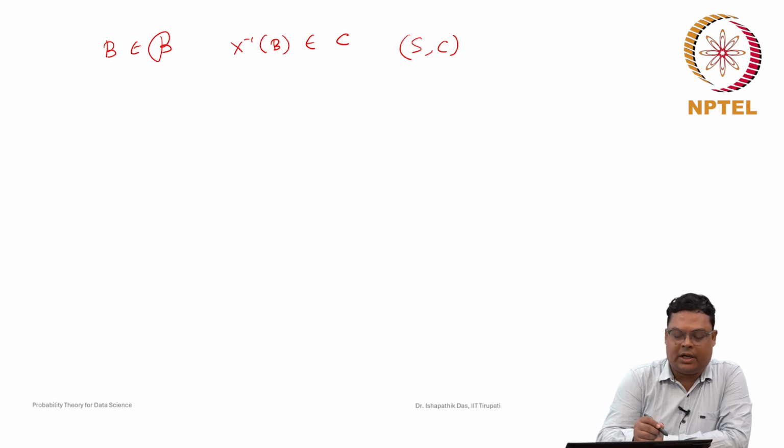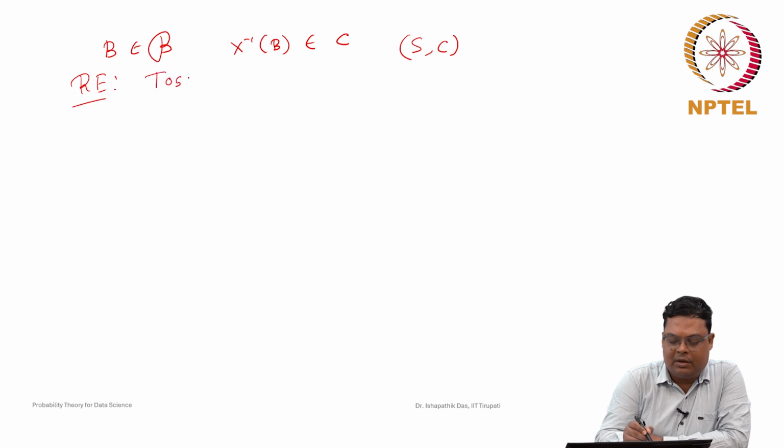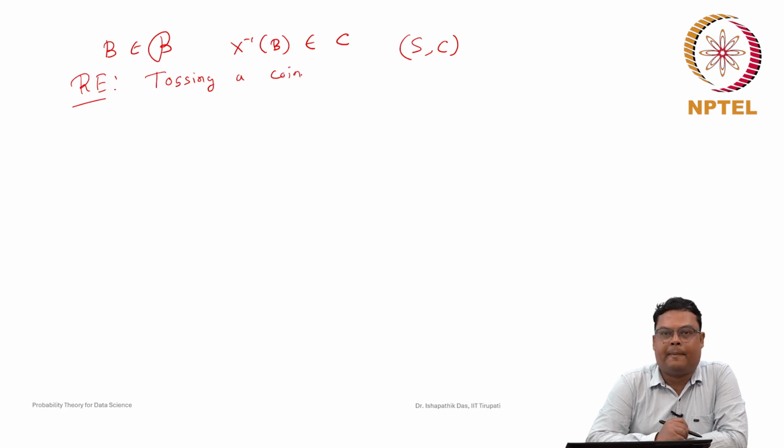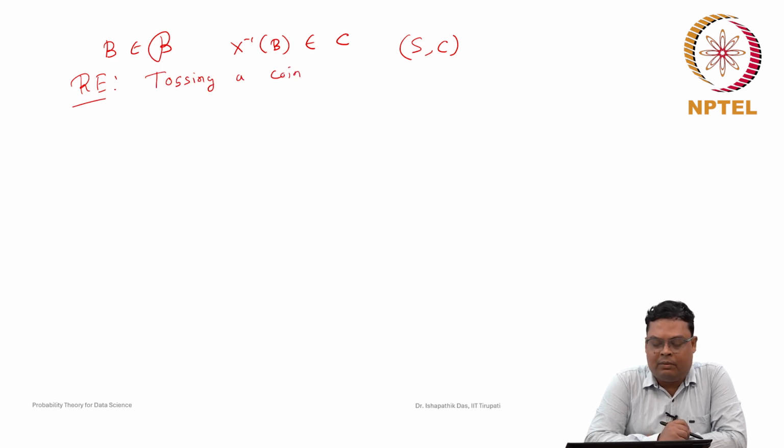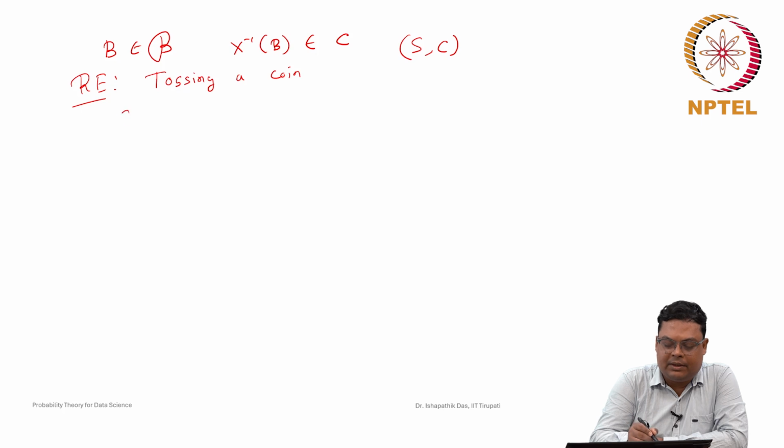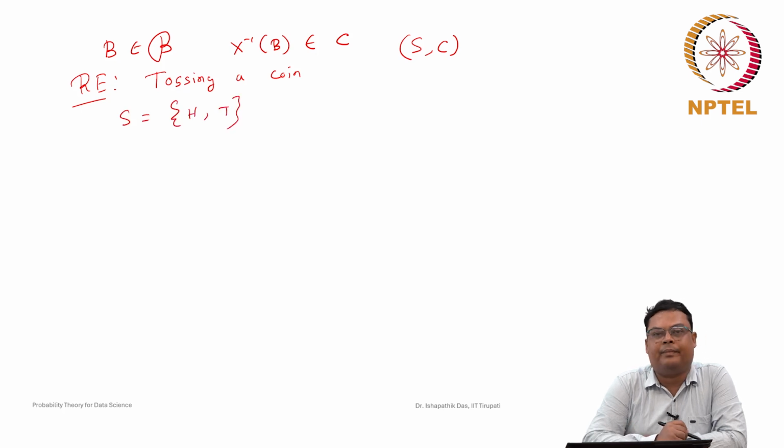So let us consider one random experiment. Suppose a very simple experiment, tossing a coin. Now what is the sample space? S is nothing but head and tail.